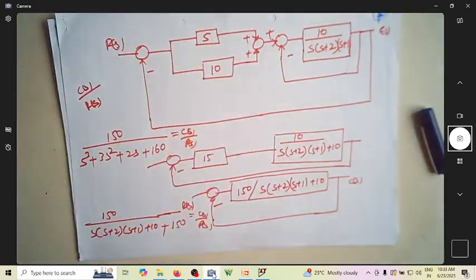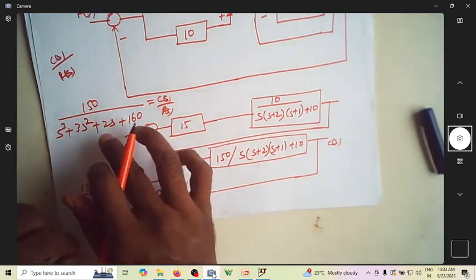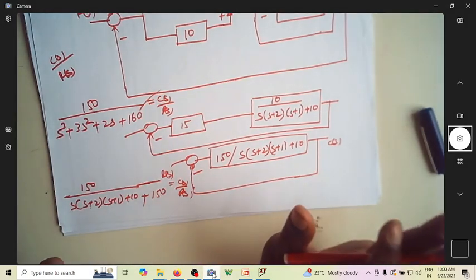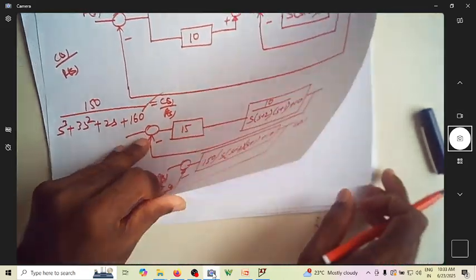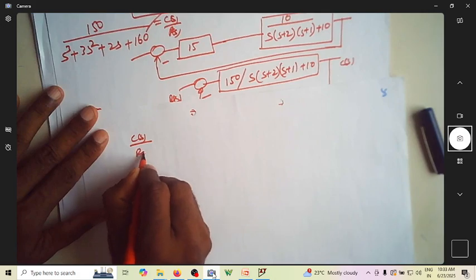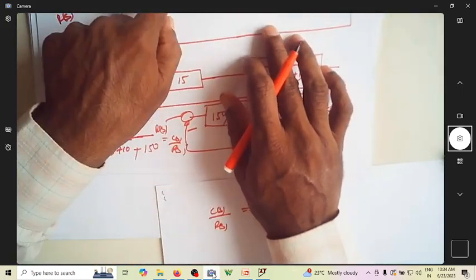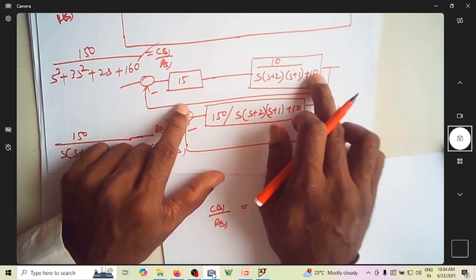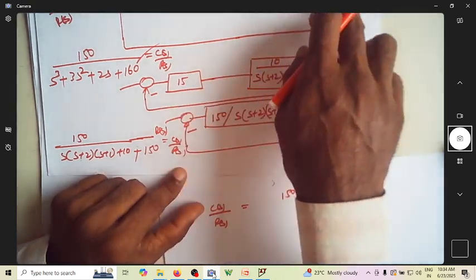Correct? So if you find the roots of it, this is of course if you are asked to find the closed loop transfer function; this itself is the closed loop transfer function. Suppose you are asked to find the location of poles and put them in S-plane representation, you need to go one step further. So what is CFS by RFS? Just see what we have done. We have reduced this to 15. We have reduced this to 10 by s into (s plus 2)(s plus 1) plus 10. Then we multiply this with this, which is 150 divided by, of course, you have the feedback path as 1.